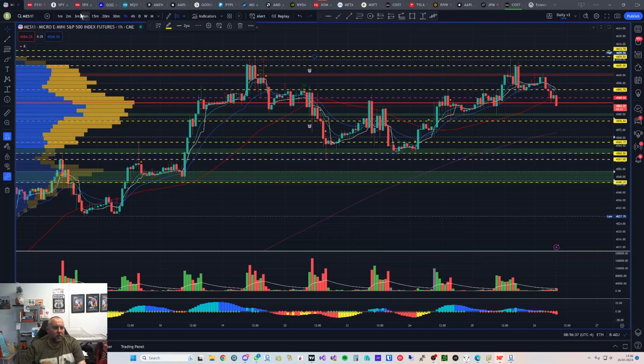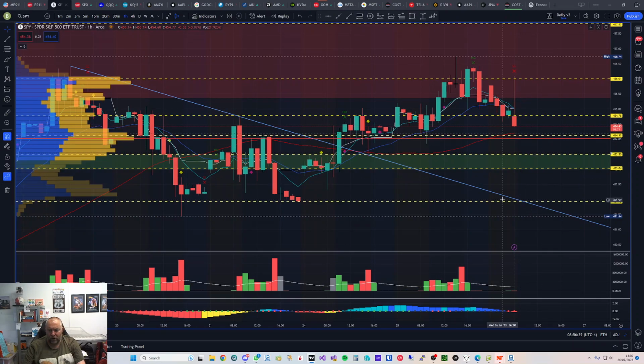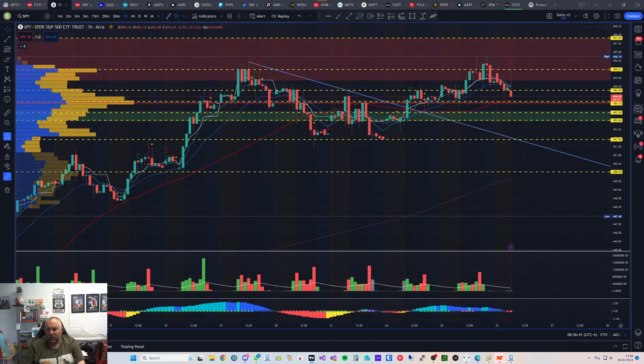Going on to the SPY, I've got my levels drawn up already. We've got this trend line from yesterday as well, so potentially we could come down, break, retest, and bounce off this area. I'll go through the levels. It's very similar to the MES. So starting from the top, 457.83, 458 for rejection, and we've got this big zone.